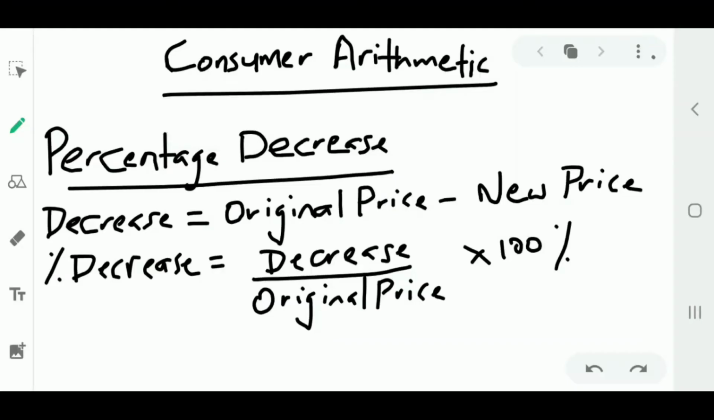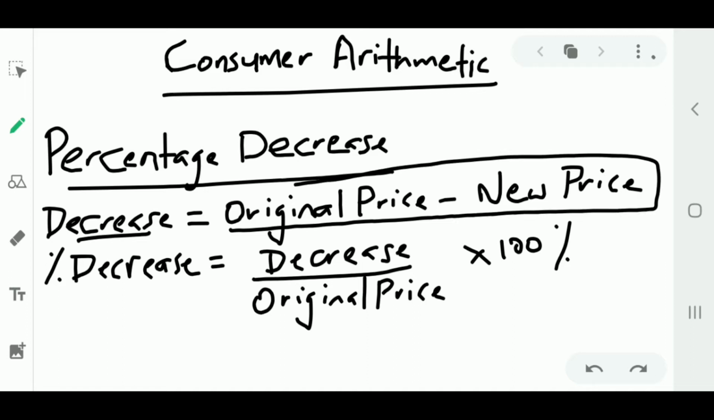Yes, welcome back, and we'll be doing part 3 of consumer arithmetic. So the first thing we're going to do is percentage decrease. Now if you want to find a decrease, it is the original price for an item minus any new price given. So if you want to find the percentage decrease, it is the decrease that you found, by finding original price minus new price, over the original price times 100%.